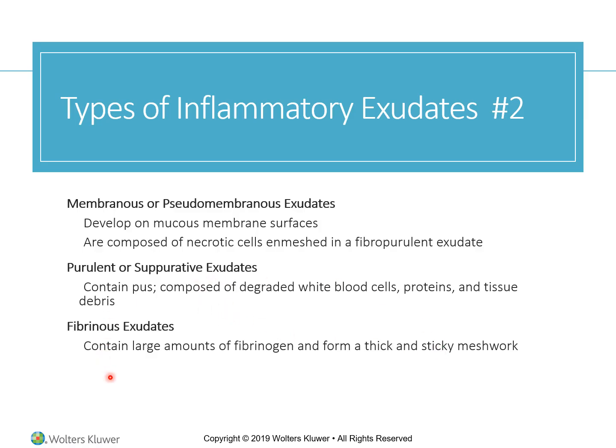And we also have what we call fibrinous exudates. These are like a really sticky, thick meshwork of fibrinogen that we sometimes see. An example of this that we'll talk about when we get to pressure ulcers is something called slough, which is a kind of yellow, really thick adherent exudate that we see at the site of an ulceration.